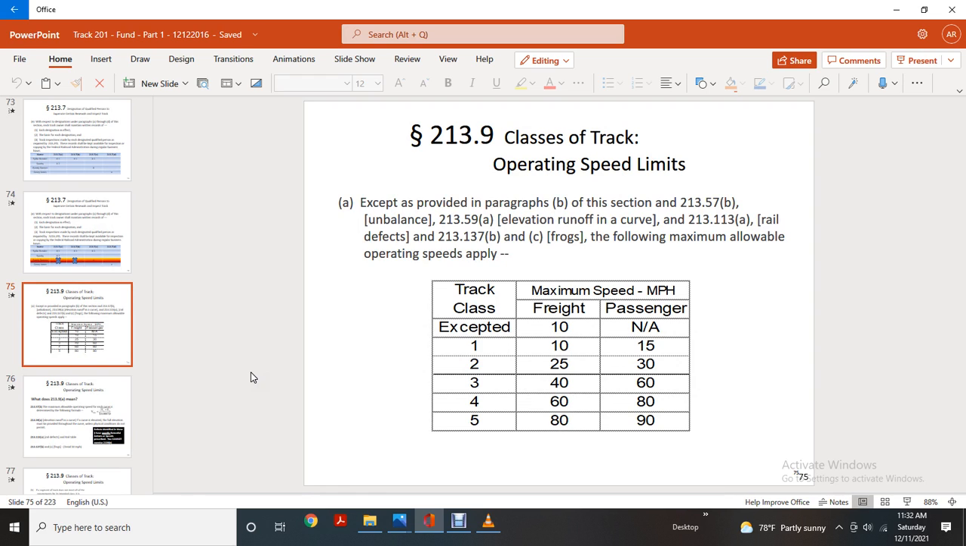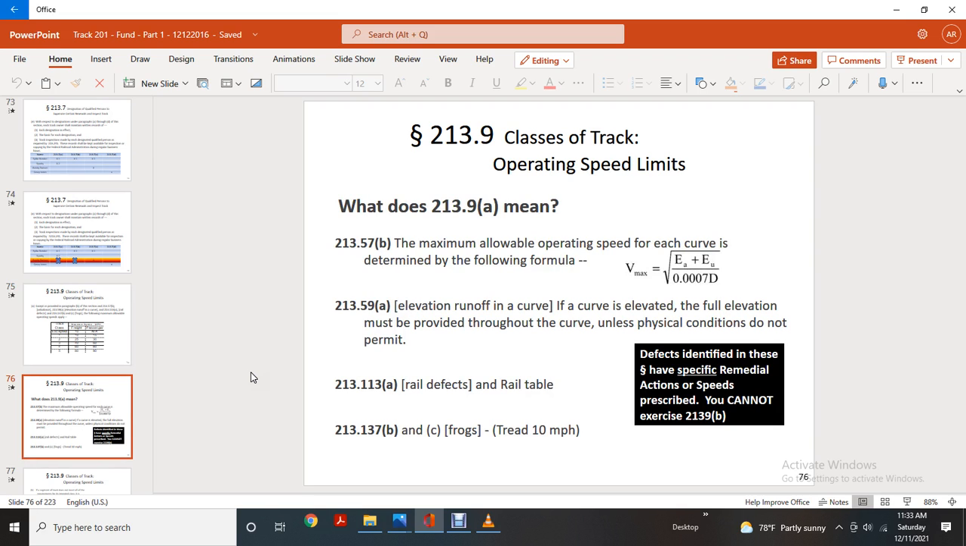213.9 Classes of track: operating speed limits. Except as provided in paragraph (b) and 213.57(b), 213.59(a) on elevation and runoff in curves, 213.113(a) on rail defects, and 213.137(b) and (c), the following maximum operating speeds apply. Class 1 track: 10 miles an hour for freight and 15 miles an hour for passengers. Class 2: 25 and 30 miles an hour. Class 3: 40 and 60. Class 4: 60 and 80. Class 5: 80 and 90.